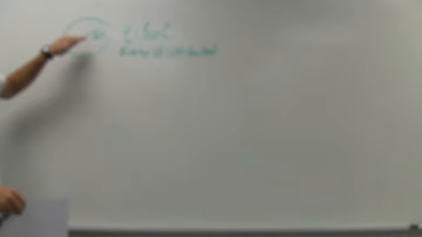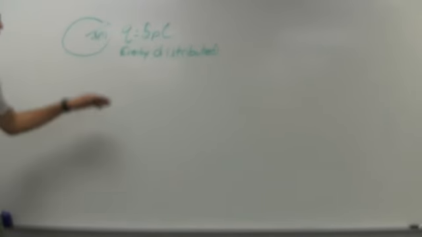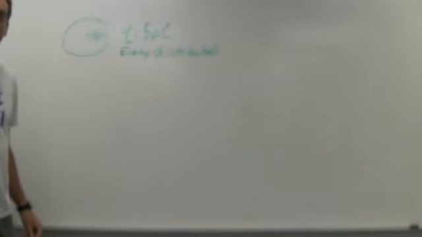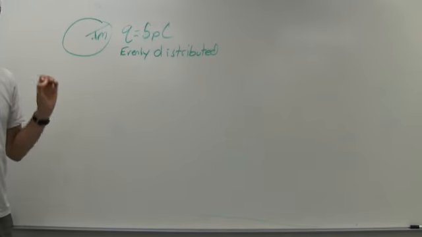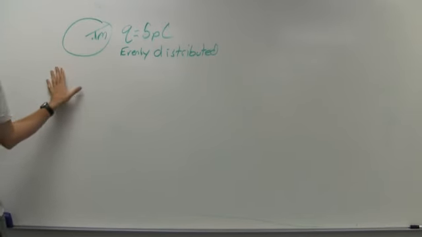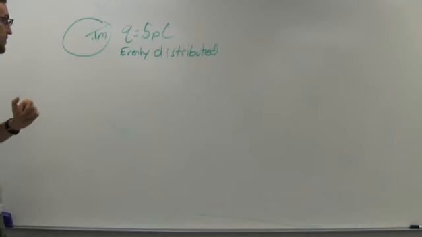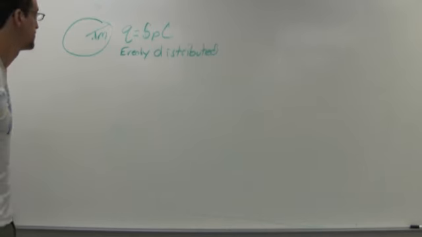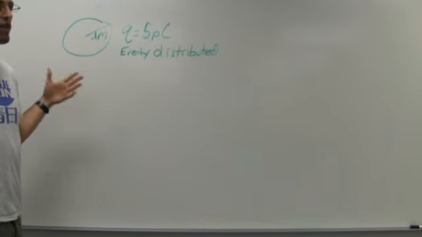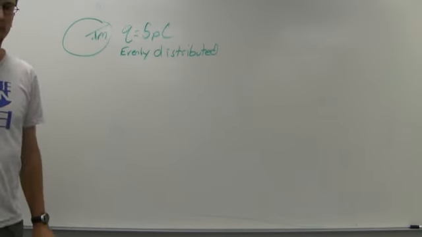All right. Here we have a Gauss's law problem. We've got a sphere, 0.1 meter in radius. It's got a charge of 5 picocoulombs, and that charge is evenly distributed throughout the whole sphere. Okay? So, how do we solve this problem? How do we solve for the electric field both inside and outside the sphere?